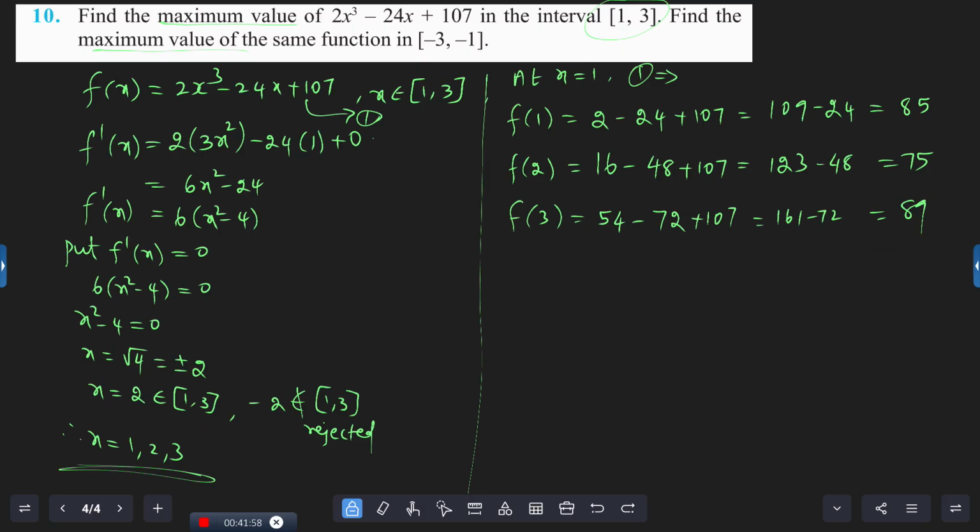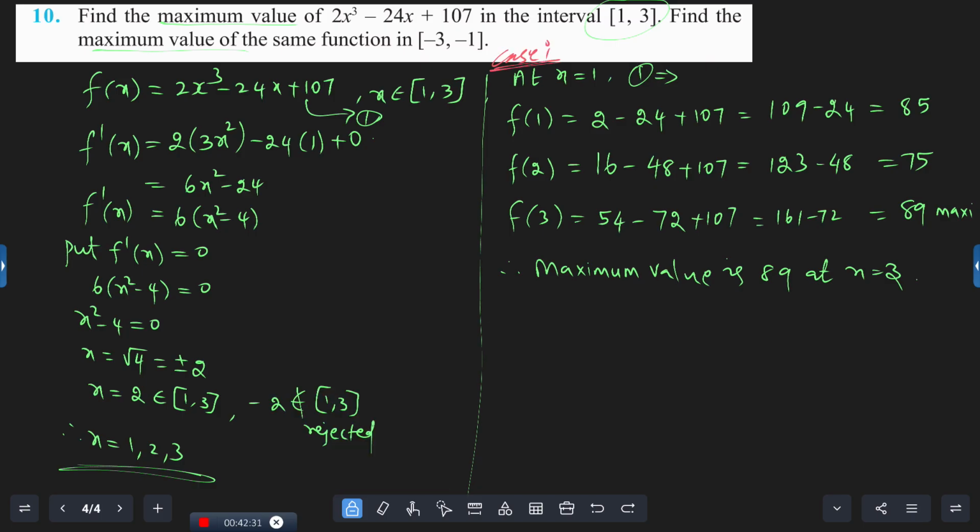What they asked is only the maximum value. Which is the maximum? 89 is the maximum. That's it. Therefore the maximum value is 89 at x = 3. This is for case 1. I will write case 1 here, so you also mention case 1 at the top.